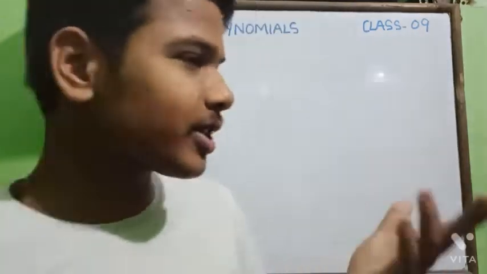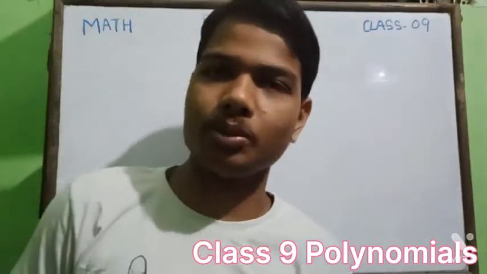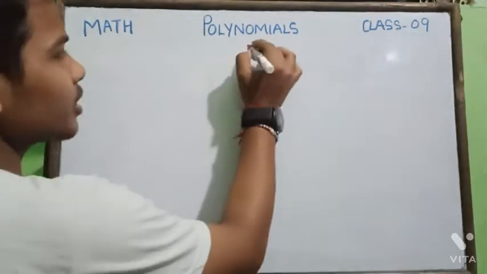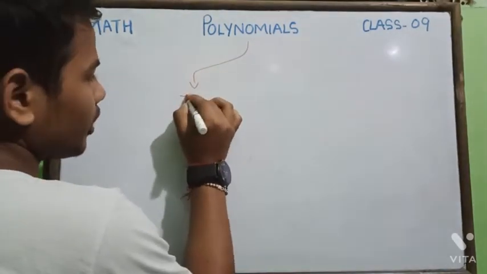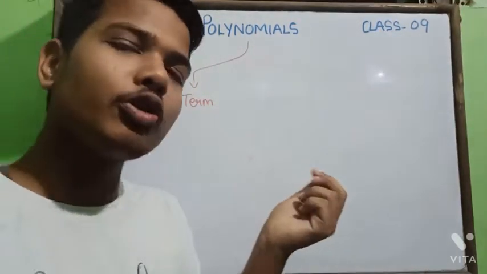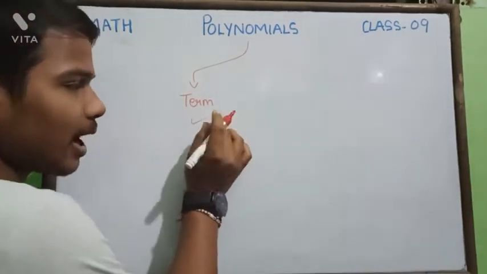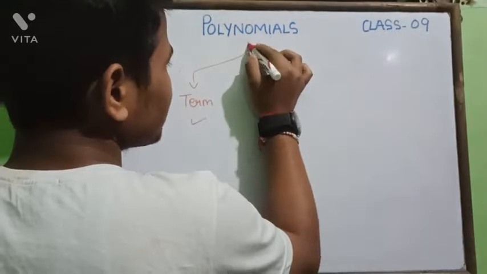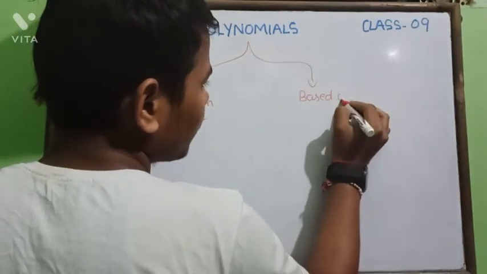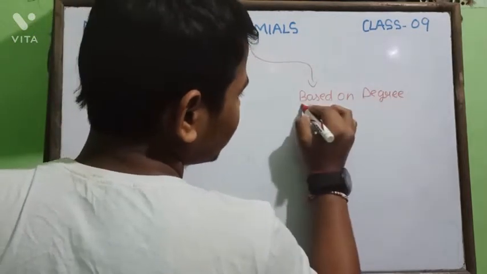What we are going to discuss today: in the previous video we discussed all about polynomials and the types of polynomials, which was based on two types. First was on the basis of the term, and the types of polynomials based on the term we have already discussed in the previous video. So this had been completed, and the second division of the polynomials was based on the degree, and today we will discuss this.